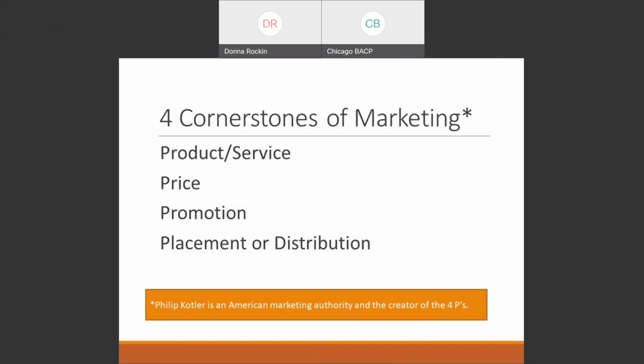And to make up your marketing plan, to think about how you're going to market your product, you have to consider the product or the service itself, the price of each product you're offering, the promotion, how you're going to advertise it or sell it or get those sales to come in, and then also the placement, which is also distribution. How do you get your products or services where customers expect to find them?